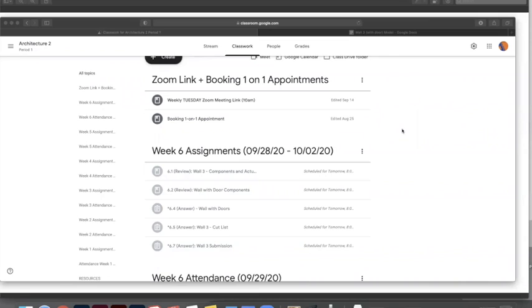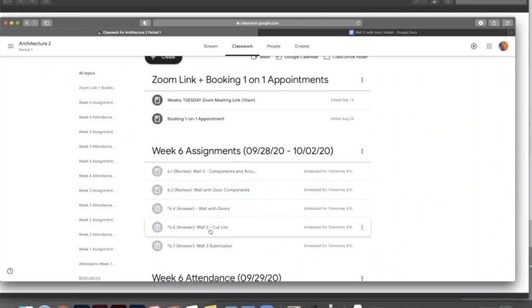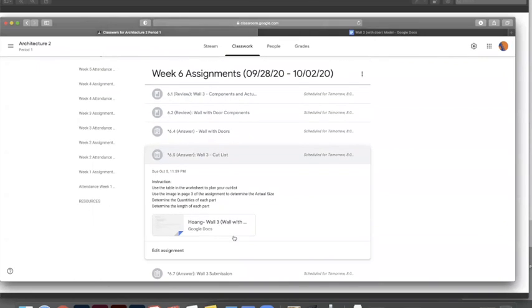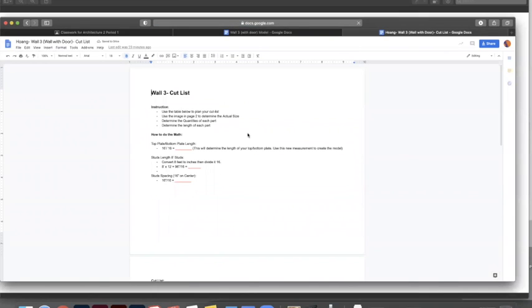All right, we're going to go ahead and go over our assignment 6.5 this week. It is the Wall 3 cut list. To do so, go ahead and click on your Wall 3 cut list. The assignment will load up to here. It's going to be the same as last few weeks.